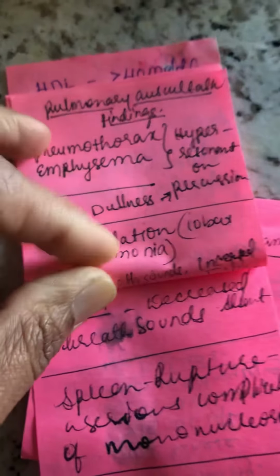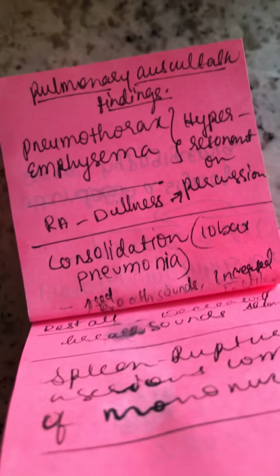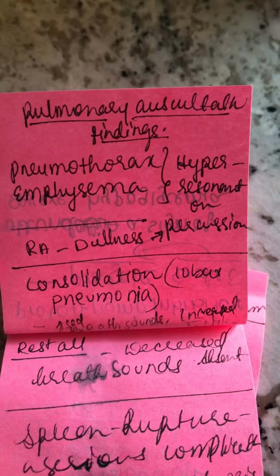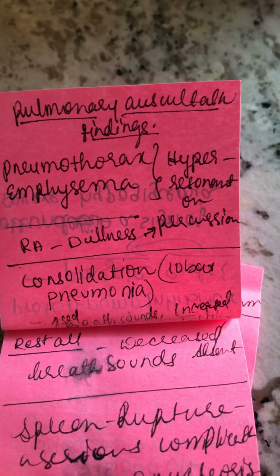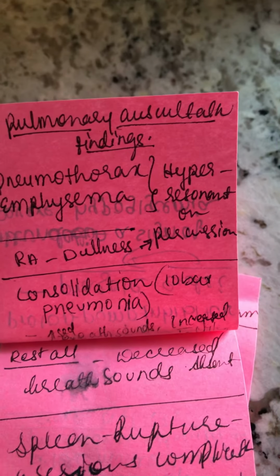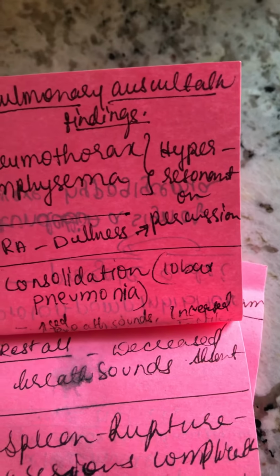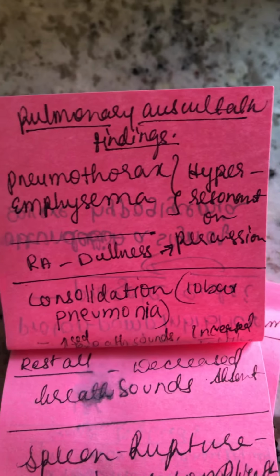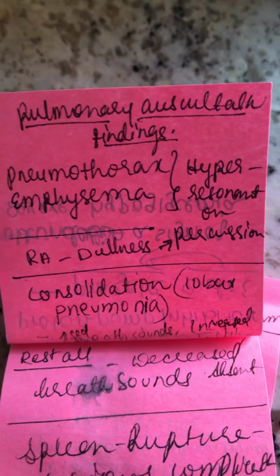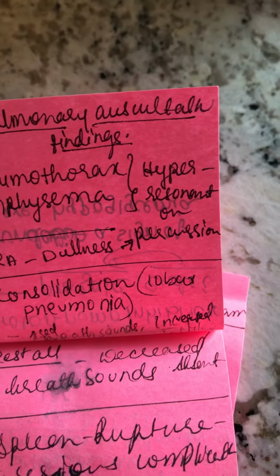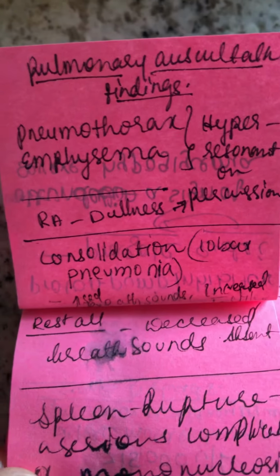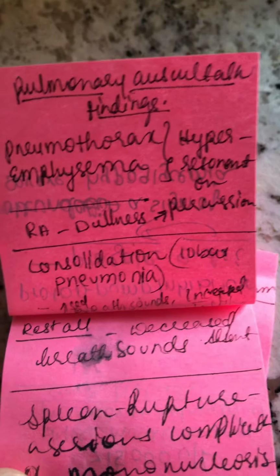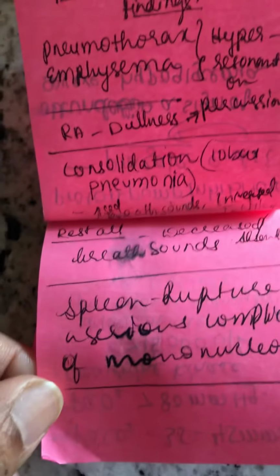So this is a large table, so I have just minimized it in this way. In pulmonary auscultation findings, increased breath sounds and increased tactile fremitus are only found in consolidation, that is lobar pneumonia, and in all the other pulmonary diseases we find decreased breath sounds and decreased tactile fremitus, or we can say absent breath sounds. So this is about pulmonary auscultation findings.